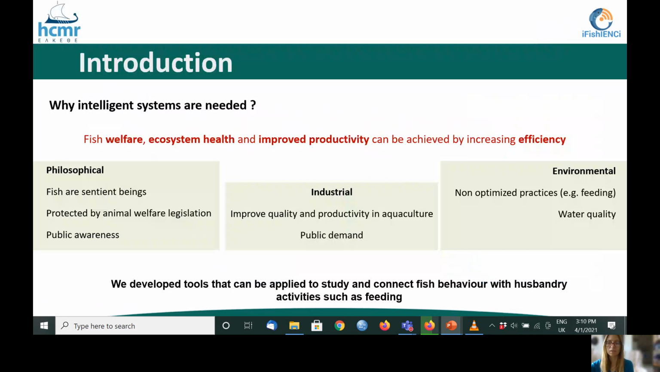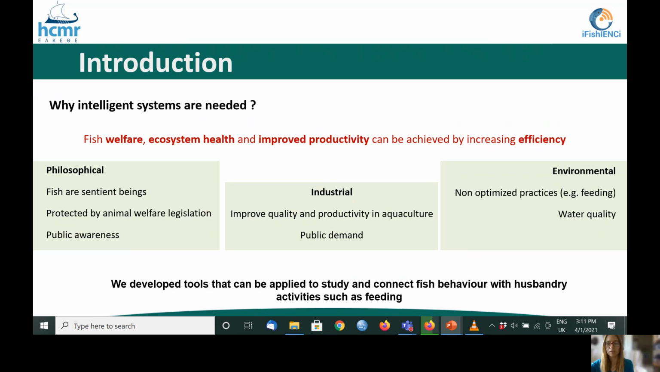Why are intelligent systems needed? The brief answer is that fish welfare, ecosystem health, and improved productivity can be achieved by increasing efficiency and precision of our actions. For this reason, we aim to develop tools that can be applied and connect fish behavior with husbandry practices, such as, in our case, feeding.